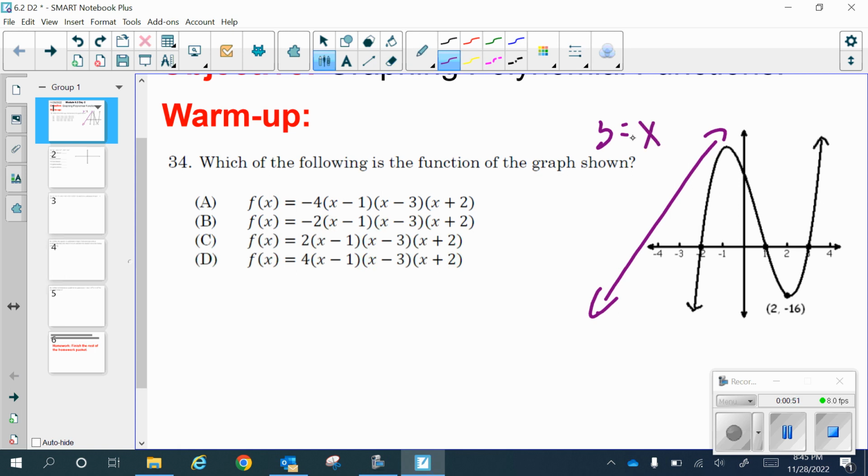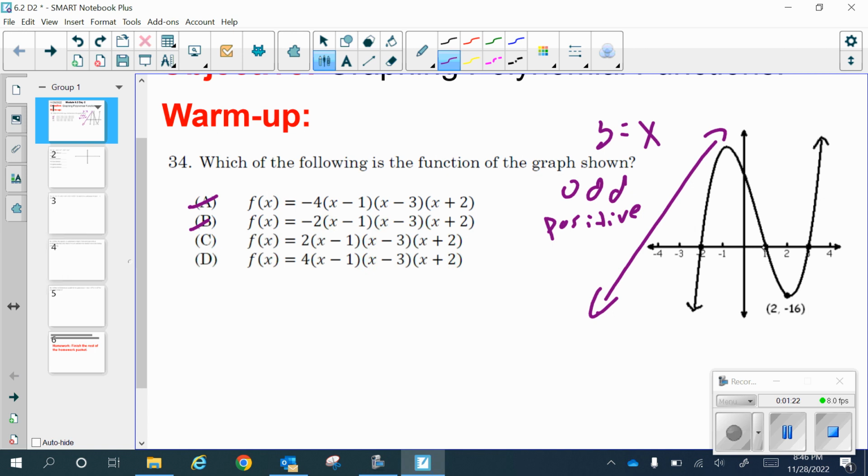So that tells me I have to be an odd degree function with a positive leading coefficient. I start from the bottom left, I go to the top right. That's very similar to y equals x, which is an odd degree polynomial with a positive leading coefficient. So right away I can cross out a and b because those both have negative leading coefficients. So it's either c or d.